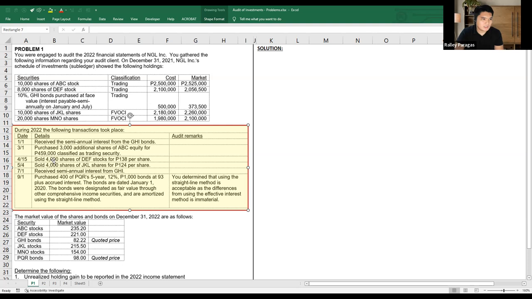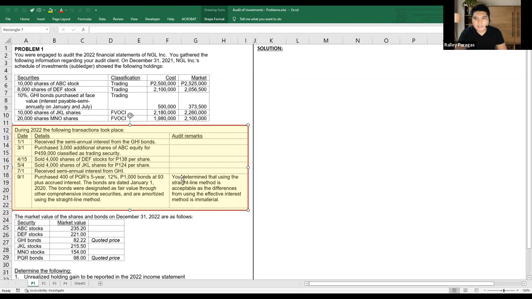The next two items, you sold your shares. Nagbenta ka ng equity mo. For July 1, you receive semi-annual interest. So no problem as well. On September 1, you purchase 400 of PQRs. So that's another investee with assume 5-year, 12%, 1,000 bonds at 93 plus accrued interest. Okay, so tignan agad natin yung audit remarks.